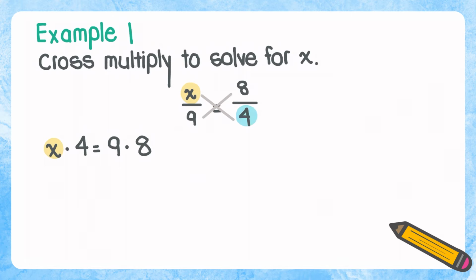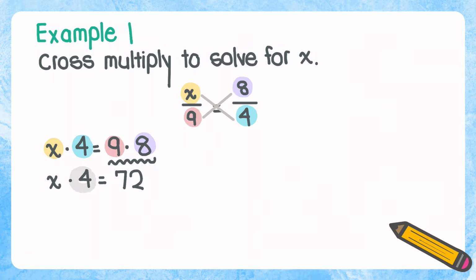The x and the 4 are paired with each other. And on the other side, we have the 9 and the 8. So we've cross multiplied. Now let's take it step by step to solve for x. First, I'm going to simplify this equation a little bit. x times 4 equals 72 because 9 times 8 equals 72.